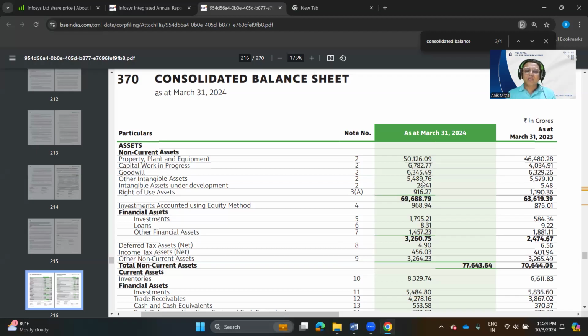Next one is other intangible assets. Now, goodwill is also a kind of intangible, right? It's not tangible, it's intangible. That's why it says other intangible assets. What are the other intangible assets? Let's say there are some patents.